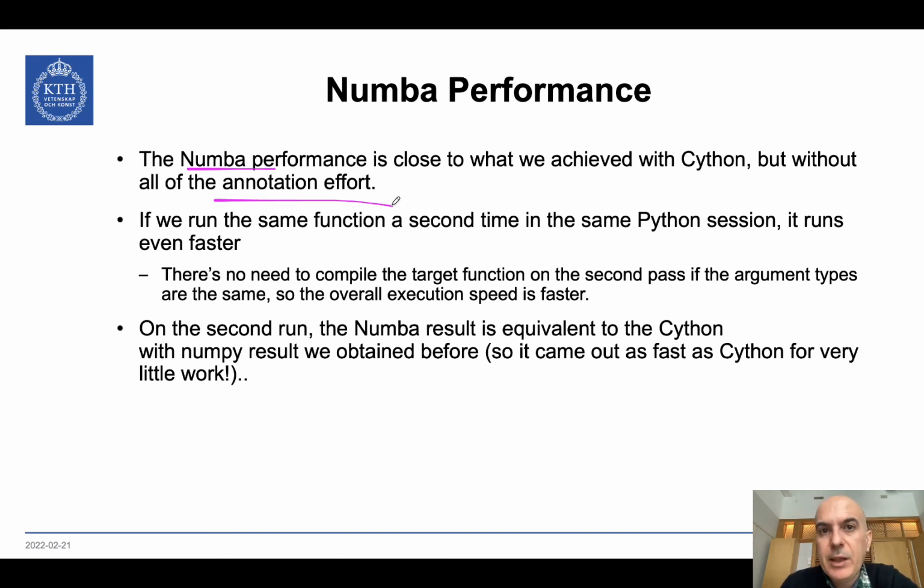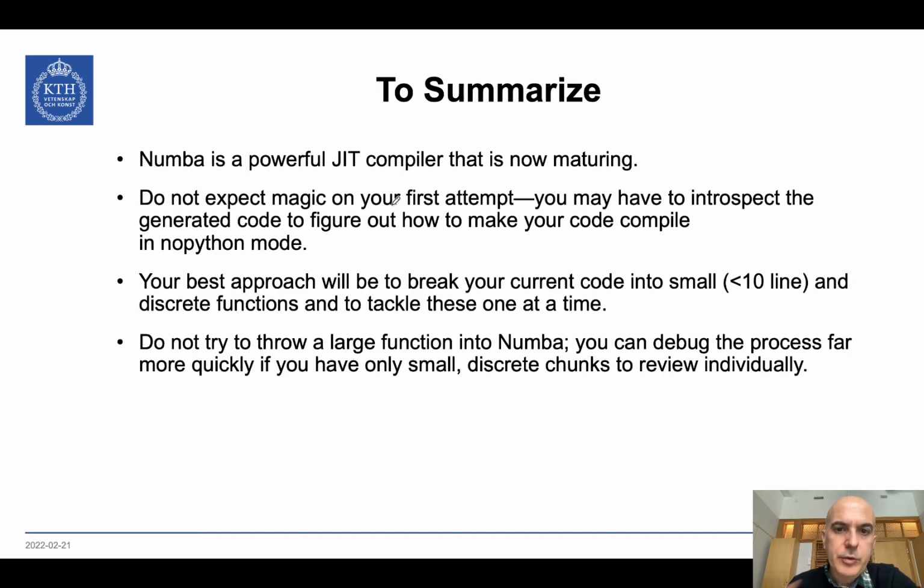If you run the same function a second time in the same Python session, it runs even faster because the compilation has been cached. There is no need to compile the target function on the second pass. So there's again the problem of the cold start that I mentioned before. The first run is a little bit slower because we need to compile at runtime, but then it's going to be faster. To summarize, Numba is a powerful just-in-time compiler that is now maturing.